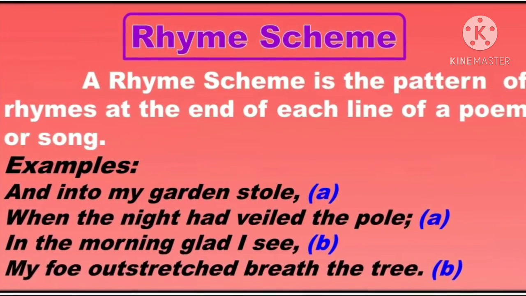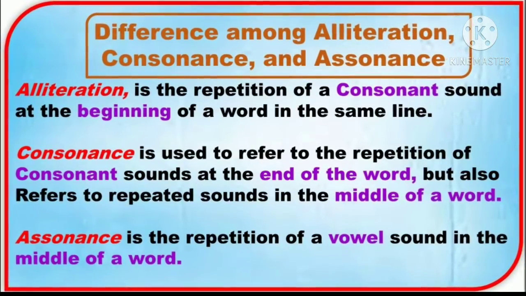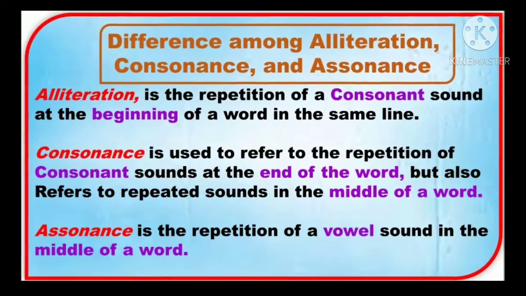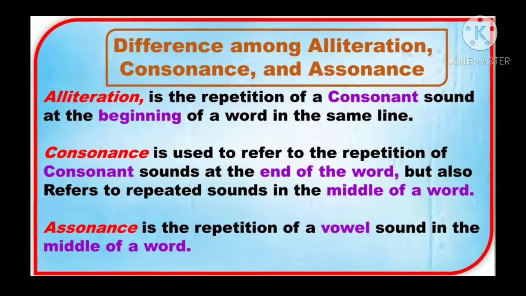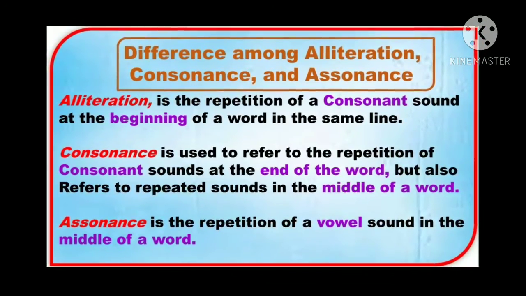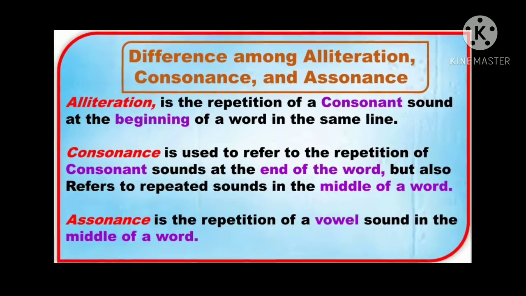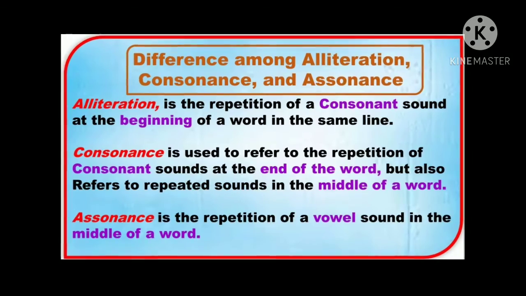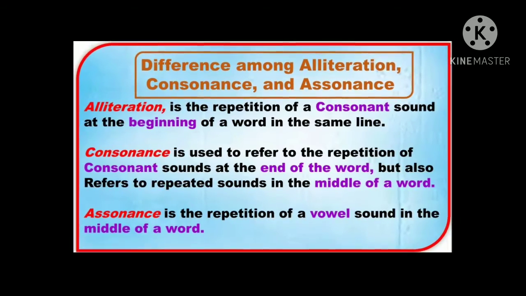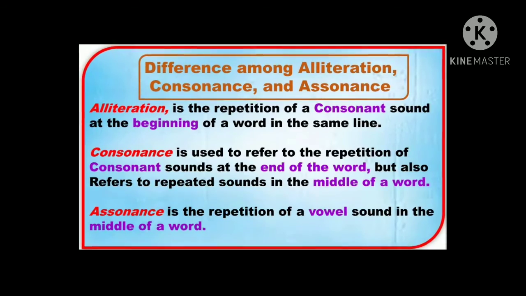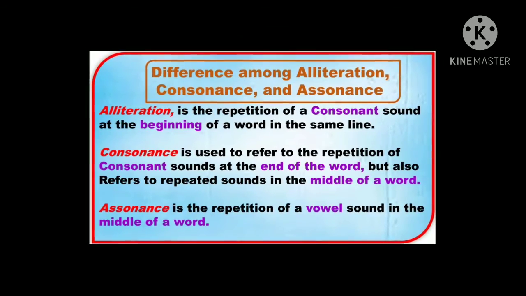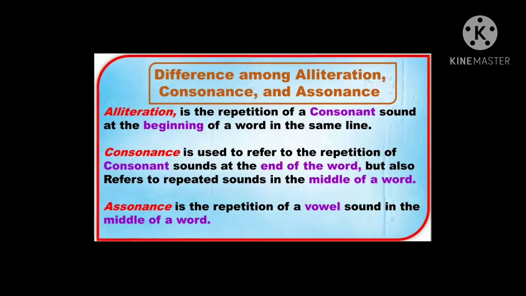Got it? Yes. Here we are going to see the difference among alliteration, consonance and assonance. Let's see it. Alliteration is the repetition of a consonant sound at the beginning of a word in the same line. So in the same line, the beginning of the words should be similar, and that too should be a consonant sound. And the second one is consonance. Consonance is used to refer to the repetition of consonant sounds. Here also we have consonant sounds, but at the end of the word, and it also refers to repeated sounds in the middle of a word. So the repetition occurs at the end or in the middle of the word, and that comes under consonance.